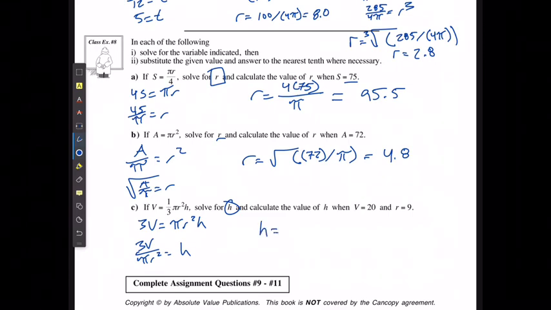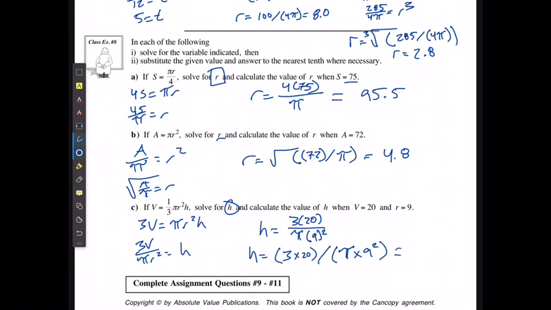H is going to equal 3 times 20 over pi times 9 squared. When I put this in my calculator, I'm going to say that it's going to be on the top bracket 3 times 20 divided by, on the bottom bracket, pi times 9 squared. And that's going to give me a height of 0.2.